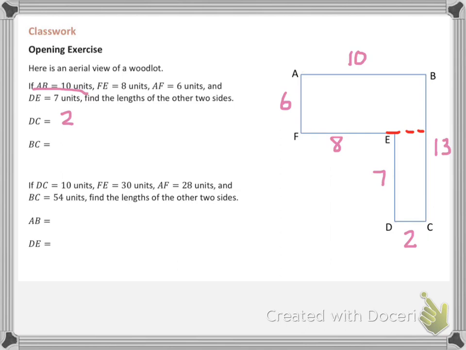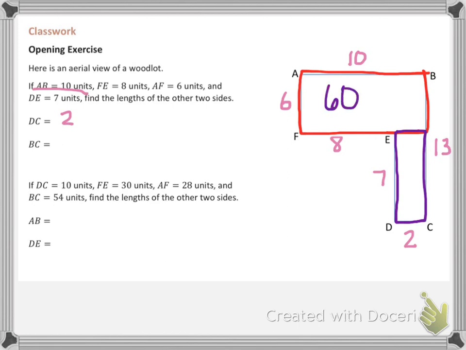I'm going to have a rectangle on the top that is a 10 by 6 rectangle, and then I have a rectangle on the bottom that is a 7 by 2 rectangle. So now I have 2 different rectangles, and I know how to find the area of a rectangle. That's just length times width, or base times height. So I'm going to find the area of both. And let's do the red one first. That is a 6 by 10. So area equals 6 times 10, which is 60 square units. And that's the area of the top rectangle.